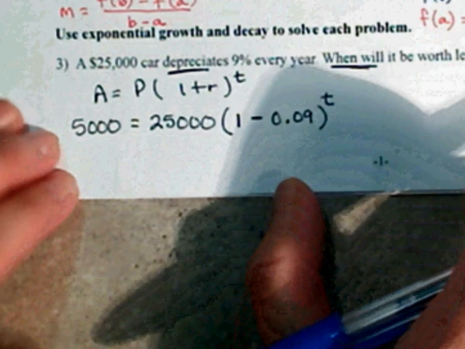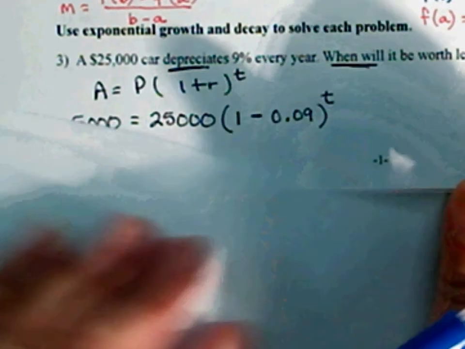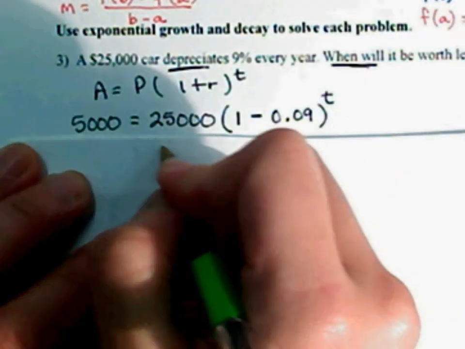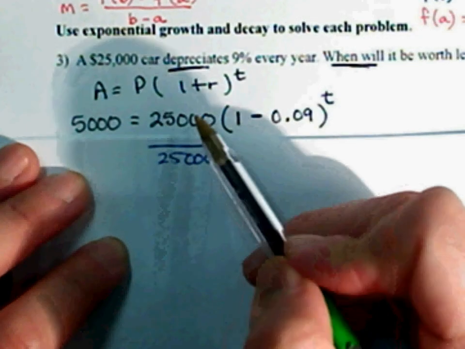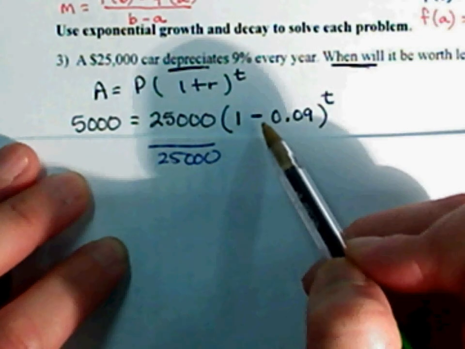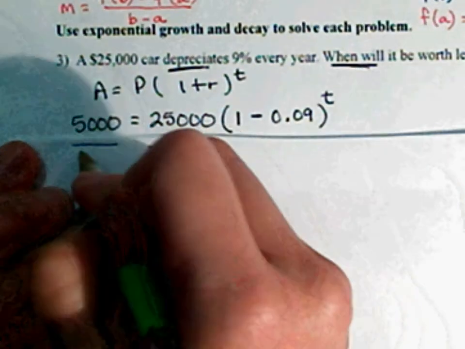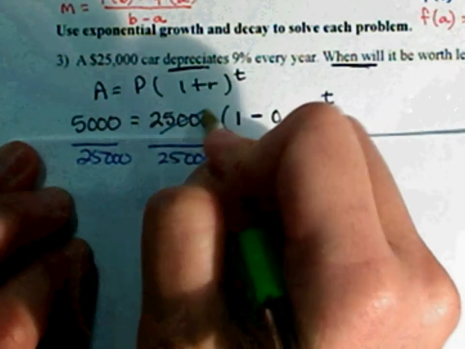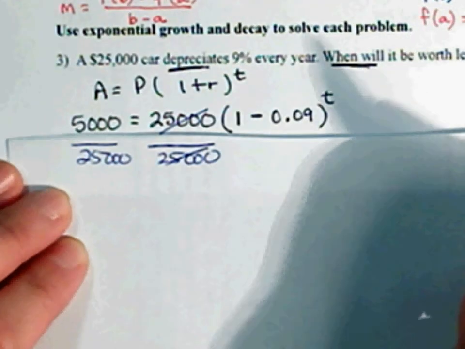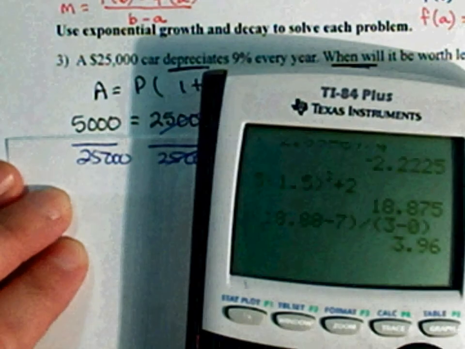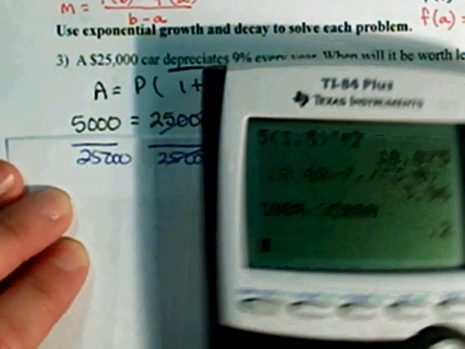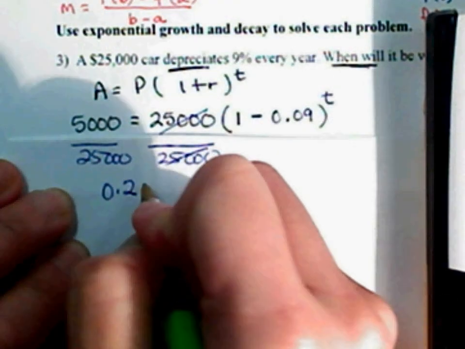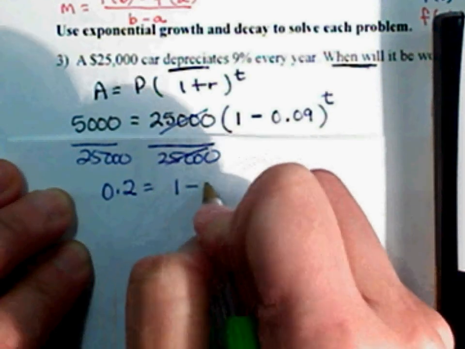Divide by 25,000. Why do you divide by that? Because it's 25,000 times, right? What's the opposite of multiplying? You divide. See how that cancels out? Then you can just go 5,000 divided by 25,000, which gives you 0.2. And that leaves you with 1 minus 0.09 raised to the t. Everyone got it right there?